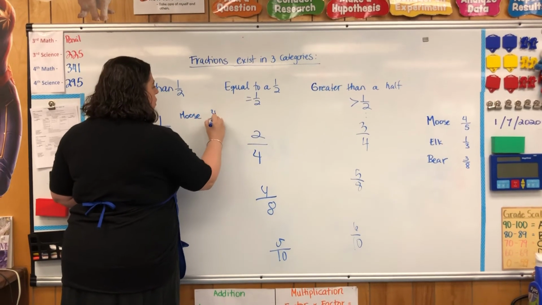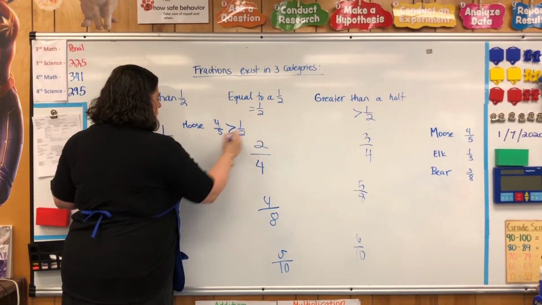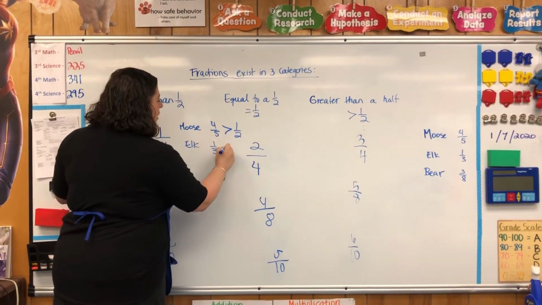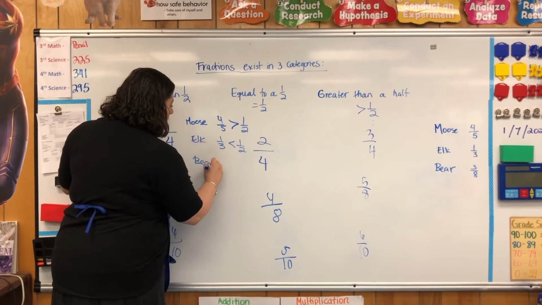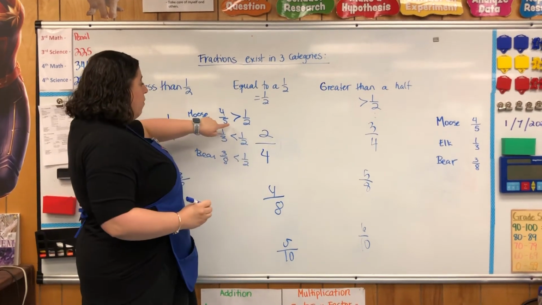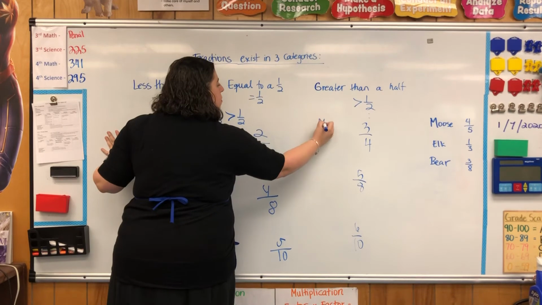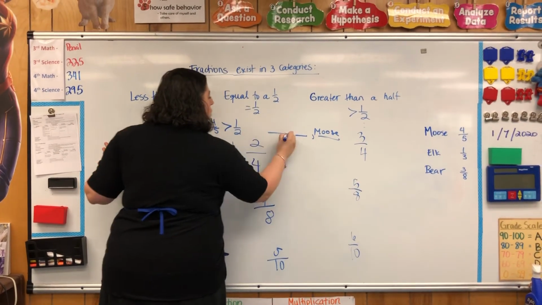If the moose is 4/5, that fraction is greater than 1/2. An elk was 1/3, and that fraction is less than 1/2. And then I have a bear at 3/8, which is also less than 1/2. So right now, right off the bat, I know which one is my heaviest animal. That would be my moose. So my moose would be in the last position. Now I need to find out what the other 2 are.